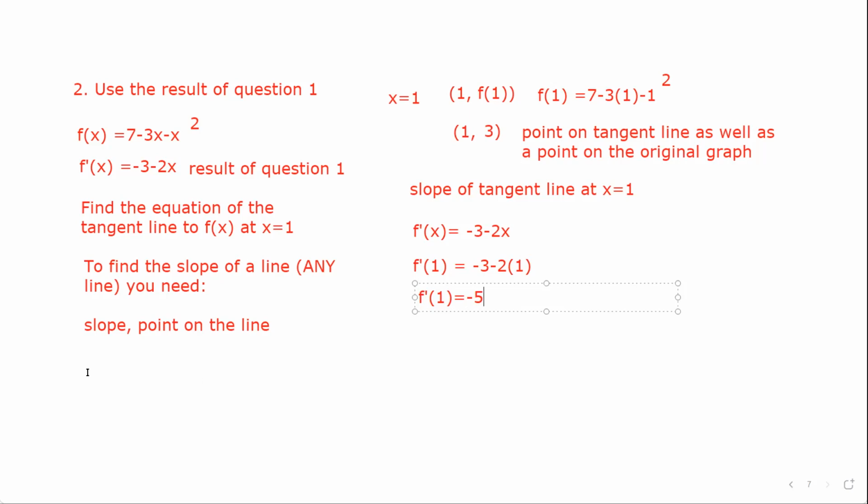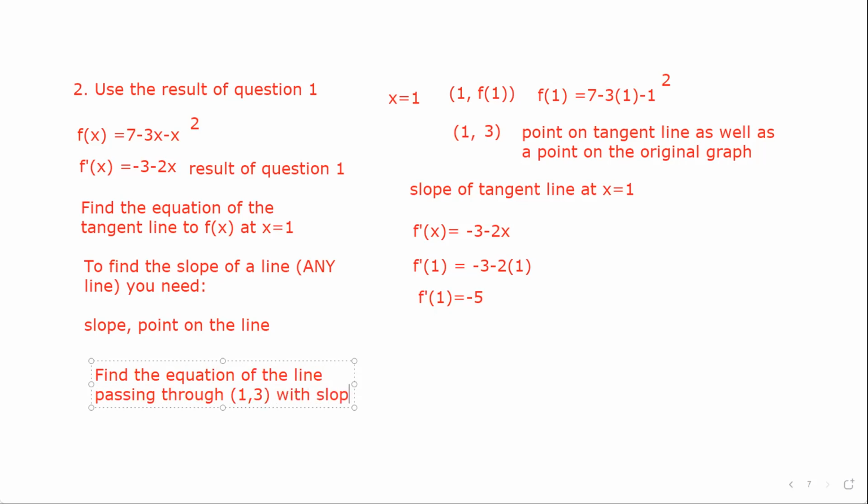So now my question essentially is: find the equation of the line passing through (1, 3) with slope m of the tangent line equal to -5. Right? So what are we gonna do?